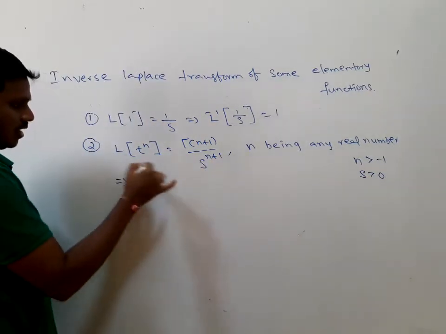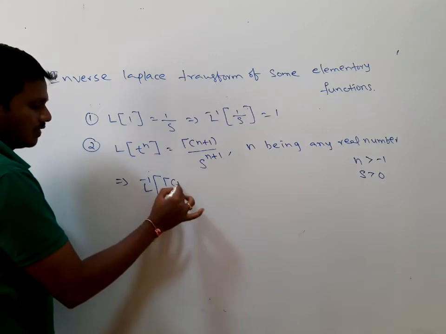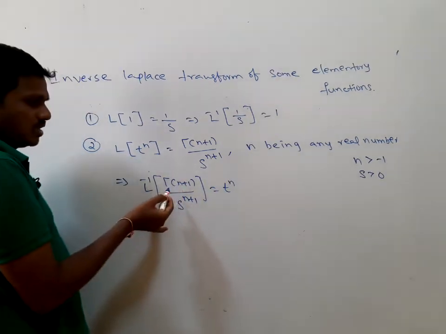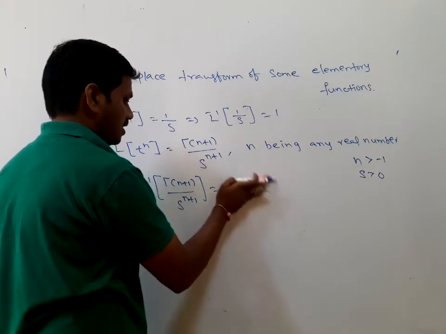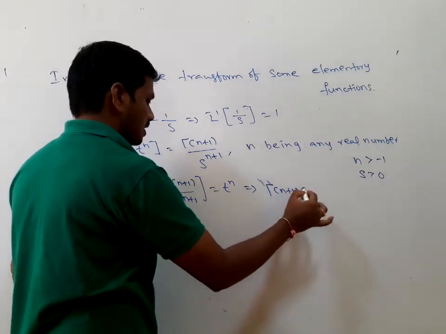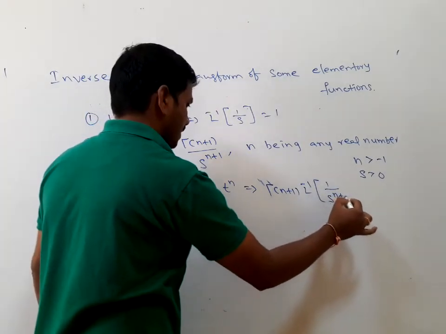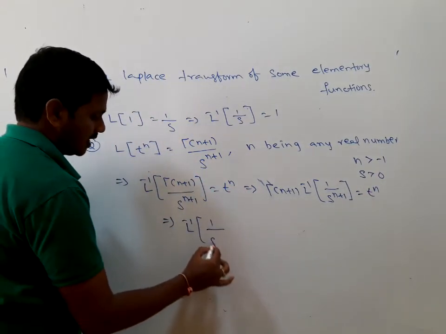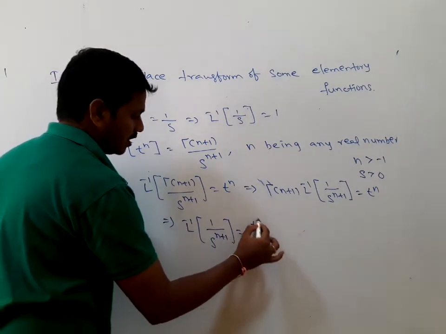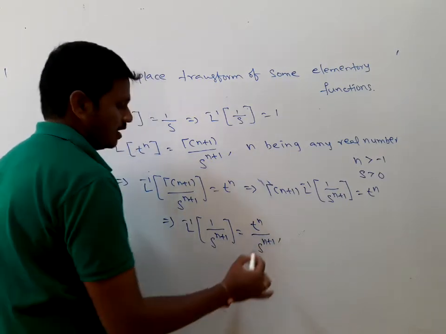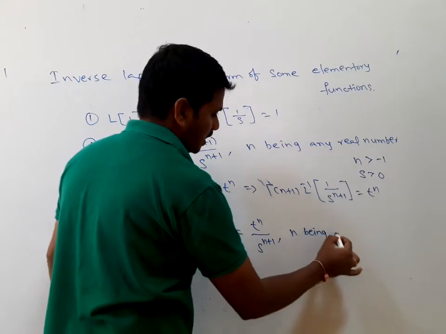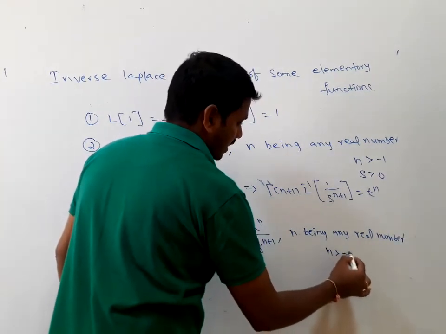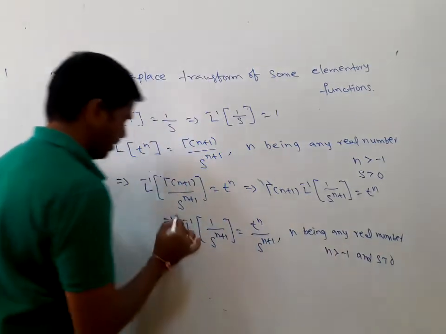That implies from this we can write it, you take out this L inverse of gamma of n plus 1 divided by s to the power of n plus 1 is equal to t to the power of n. As gamma of n plus 1 is a constant, you write this implies gamma of n plus 1, L inverse of 1 by s to the power of n plus 1 is equal to t to the power of n. From this we can write the formula L inverse of 1 by s to the power of n plus 1 is equal to t to the power of n divided by gamma of n plus 1. Here n being any real number, n greater than minus 1 and s is greater than 0. This is one more formula, right?